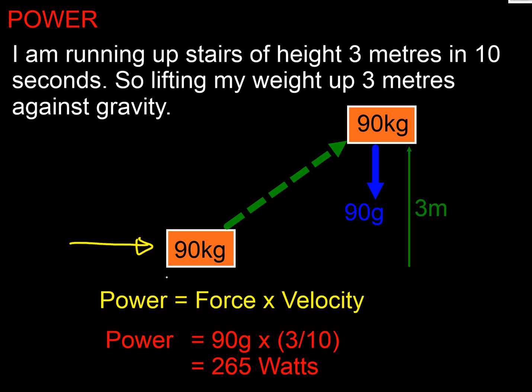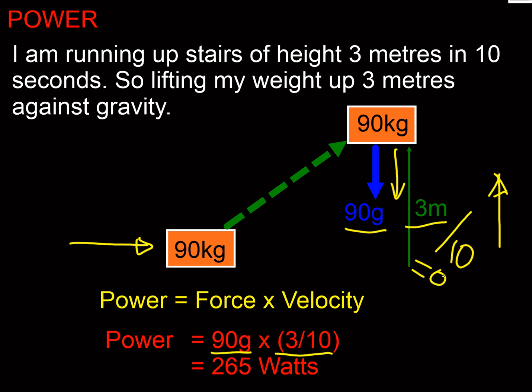So I've got my 90 kilos, I need to lift it up the stairs. That's a height of 3 meters against gravity, and I do that in 10 seconds. I'm only interested in my vertical velocity because I've got my force downwards over the gravity, which is what I'm battling. So what's the gravity force? Well, it's 90g, and my velocity is 3 over 10, which is 0.3, isn't it, meters per second. If I multiply those together, I'm putting out 265 watts.